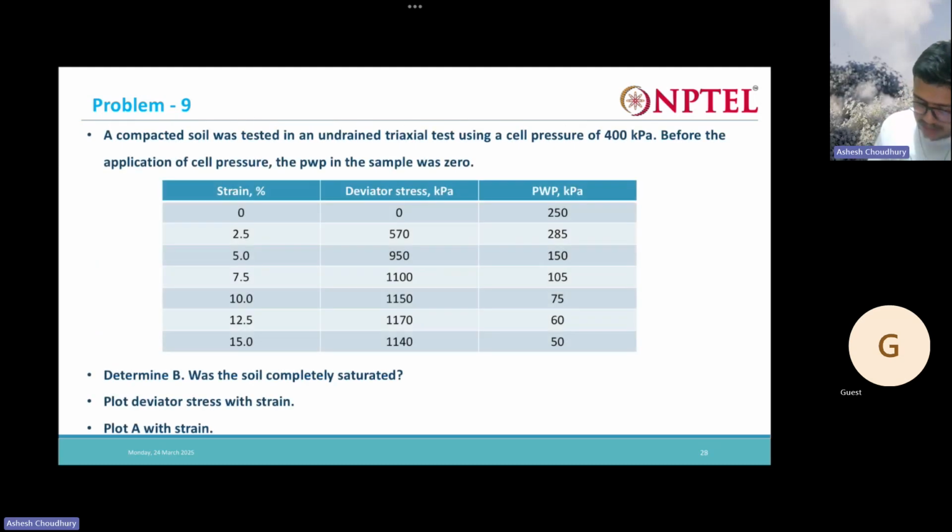Now, before that, let us determine B and check whether the soil was completely saturated. What is B? B is delta U by delta sigma 3. How much is the pore water pressure changing? 250. What is my delta cell pressure? 400. So this is 0.625, which is less than 1. That means it is not completely saturated. Now this ends the first stage. Next we start applying the deviator stress.